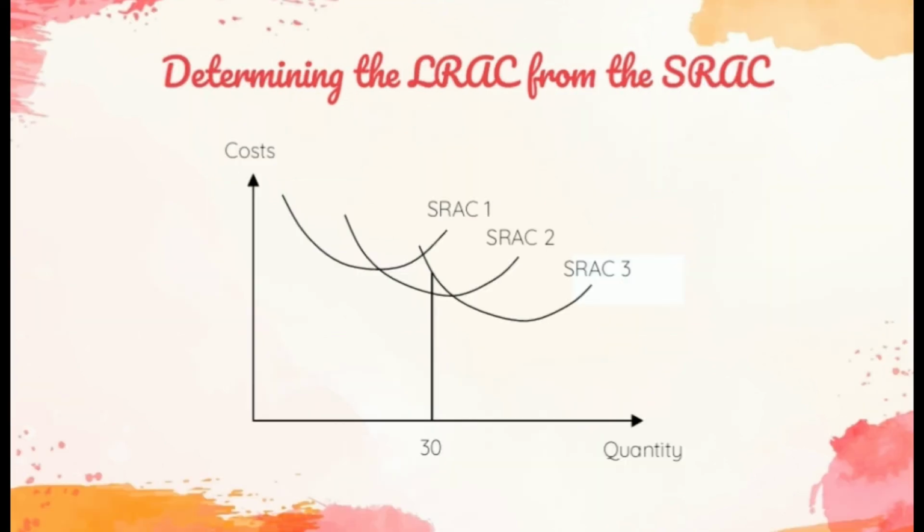Determining the LRAC from the SRAC. Long run is a period where firms plan how to minimize average cost by looking at their short-run average cost curve, SRAC, as their scale of production or plant size. In the long run, firm can adjust scale of production by choosing the plant size which minimizes the cost. For example, to produce 30 units, firm must choose SRAC 2 instead of SRAC 3.